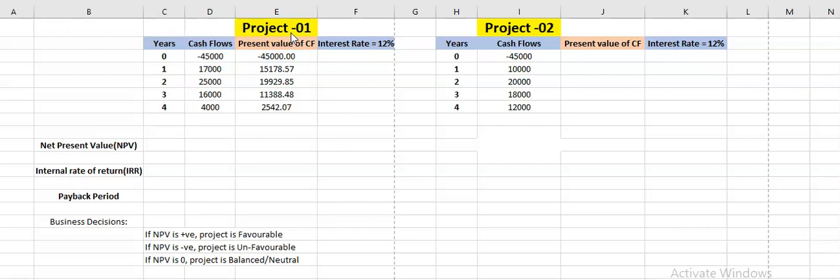But how do we take this decision effectively? By using all these calculations. Let's see one by one. How to calculate net present value? Let's see, it's very easy.